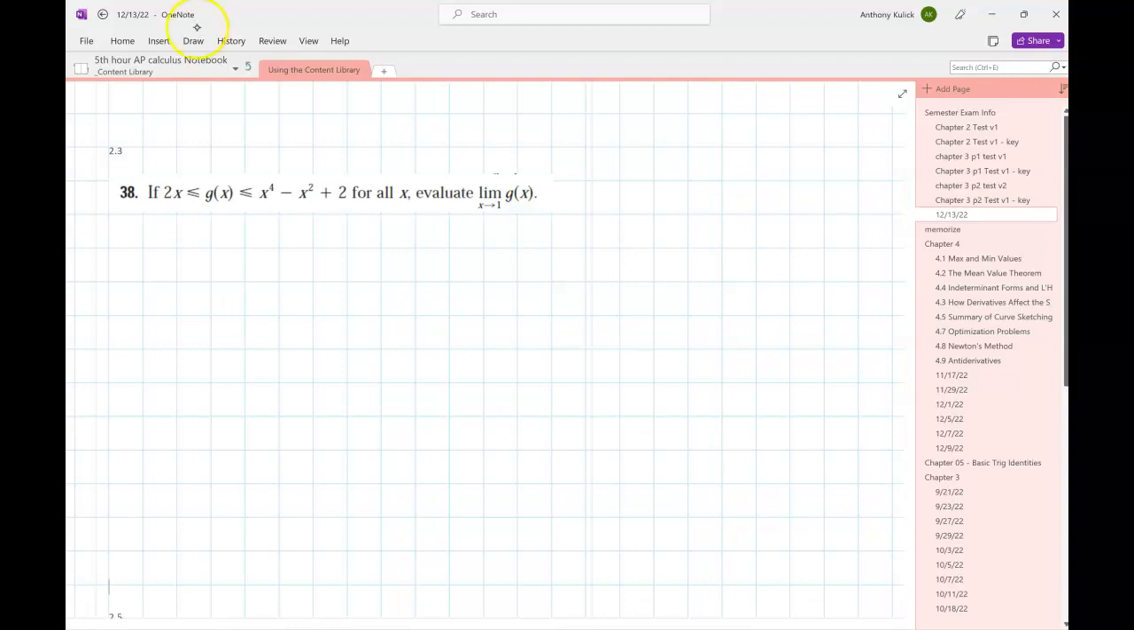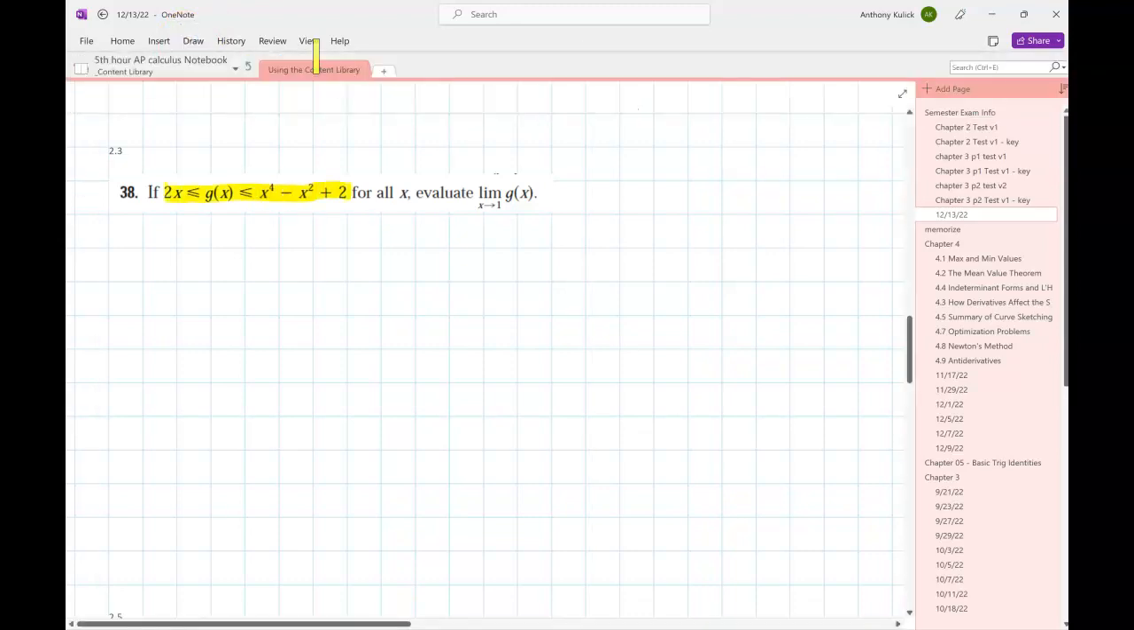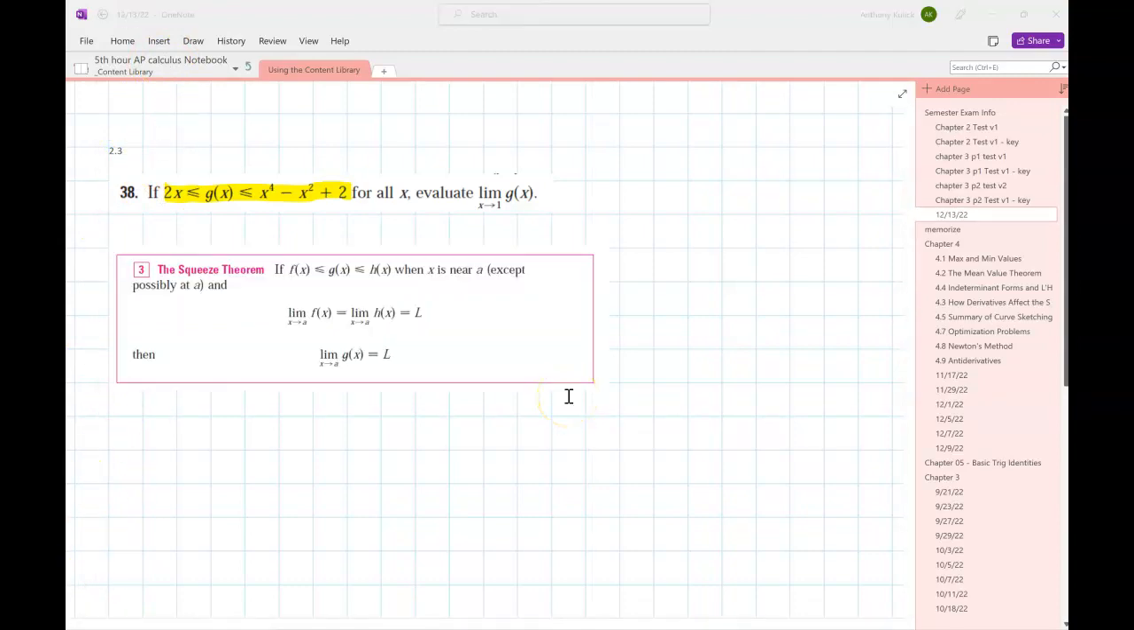So our hint here is this inequality that they've given us. This reminds me very much of the squeeze theorem. So let's go back and recall what the squeeze theorem says. The squeeze theorem states if f of x is less than or equal to g of x, which is less than or equal to h of x, when x is near a, except possibly at a, and the limit of f of x equals the limit of h of x, which is all equal to L, then the limit of g of x is equal to L.